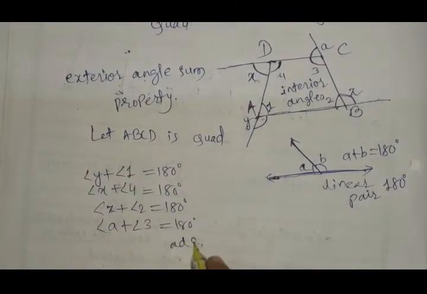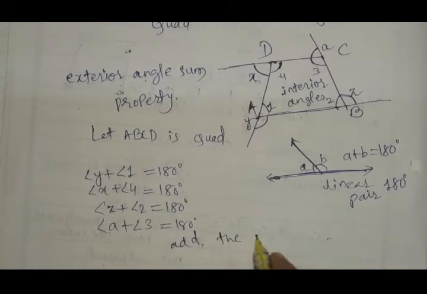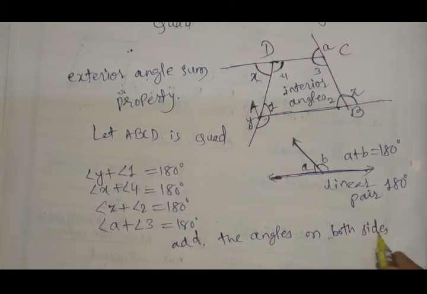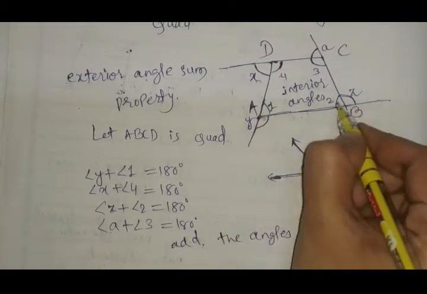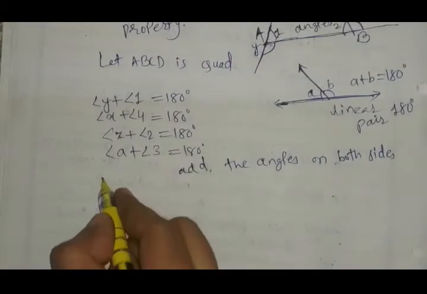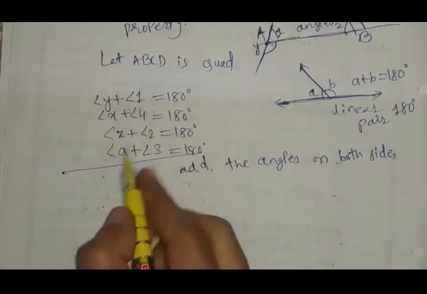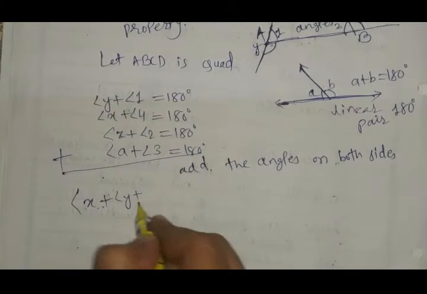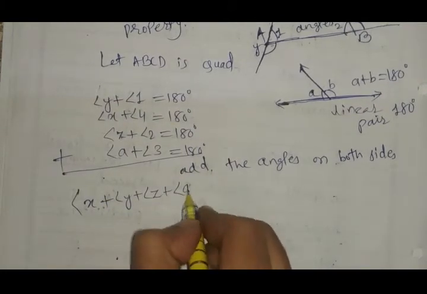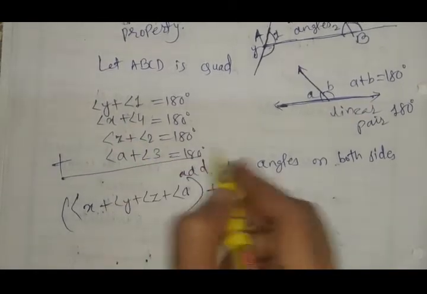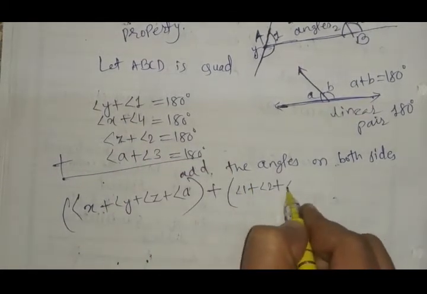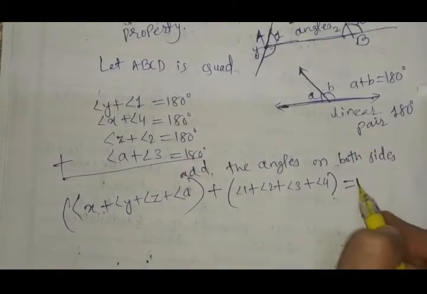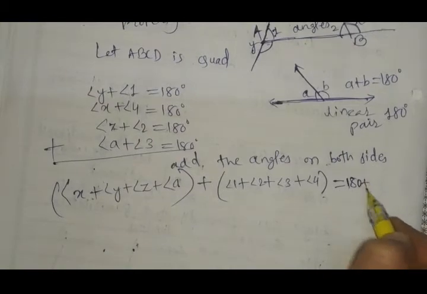Now we will add all these angles, adding the angles on both sides. If you observe, these are all linear pair angles. So we add the LHS and RHS. What we get is angle x plus angle y plus angle z plus angle a in one bracket, and angle 1 plus angle 2 plus angle 3 plus angle 4 in one bracket, and on the other side 180 plus 180, 4 times.